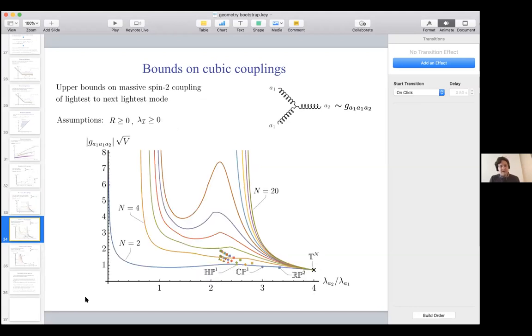Here's now a funny looking plot that we get when we look at the cubic couplings between two different Kaluza Klein modes. So now we're looking at the cubic coupling between the lowest lying Kaluza Klein mode and the next lowest lying Kaluza Klein mode. Again, normalized to the volume as a function of the ratio of the two eigenvalues.